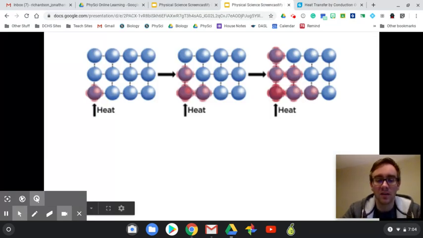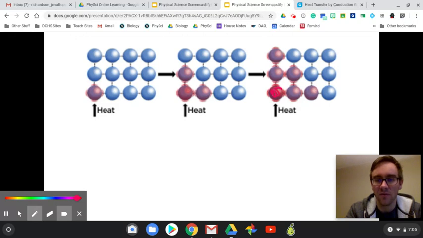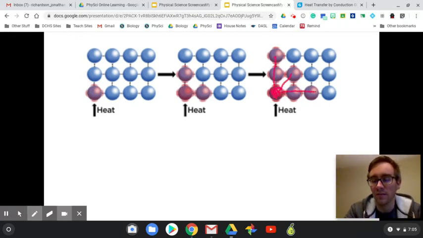So we basically have two kinds of things here. We have materials that allow the heat to travel very easily from one molecule to the next, and it would be able to keep going. These are what we call conductors.